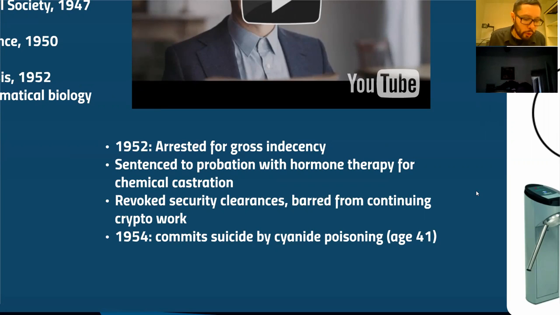Or he had the option of going on probation and being able to leave prison, but the cost of that is hormone therapy, where they give him a regimen of estrogen. And the idea of the estrogen is supposed to quash his libido. Right? So the idea is that homosexuality is a result of a deformed libido, that he has deformed sexual desires. And so the estrogen regimen is supposed to change that.